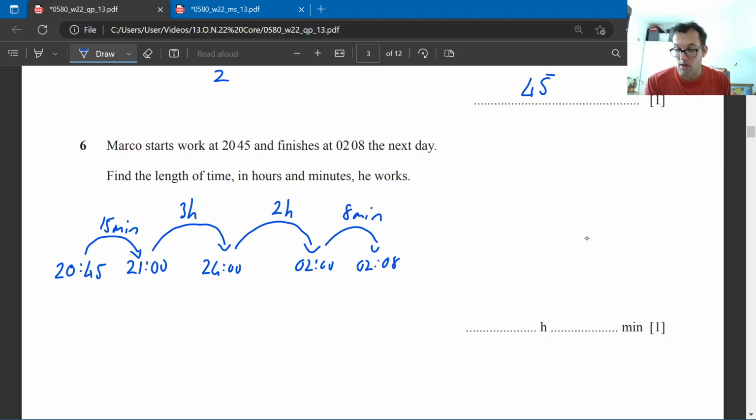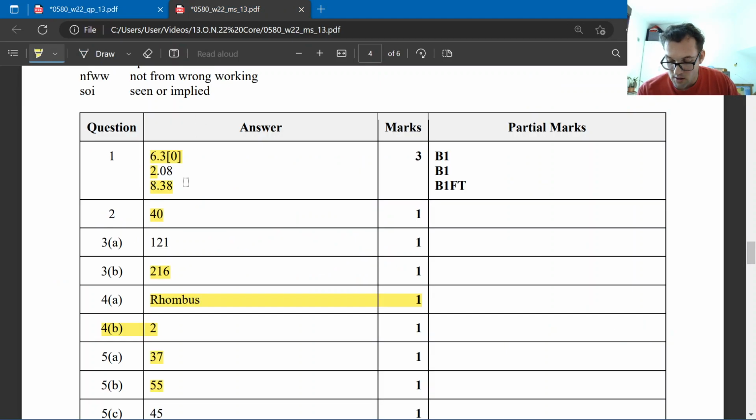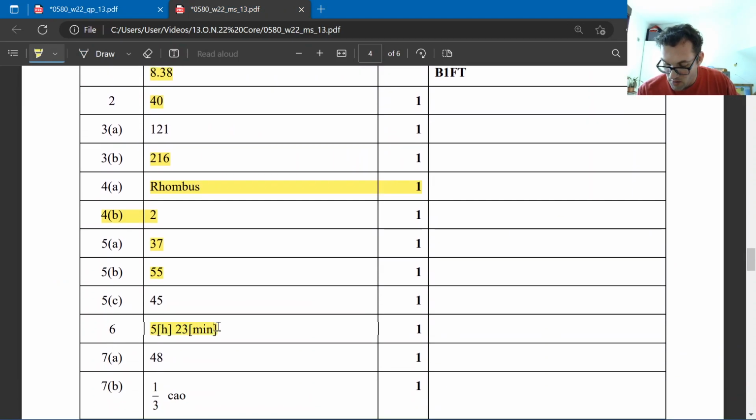Now we just add that together. The hours is 3 hours plus 2 hours, 5 hours. And 15 minutes plus 8 minutes is 23 minutes. Now we got it. 5 hours, 23 minutes.